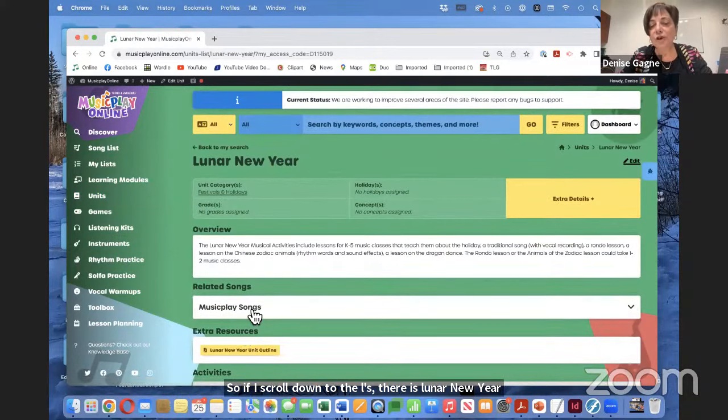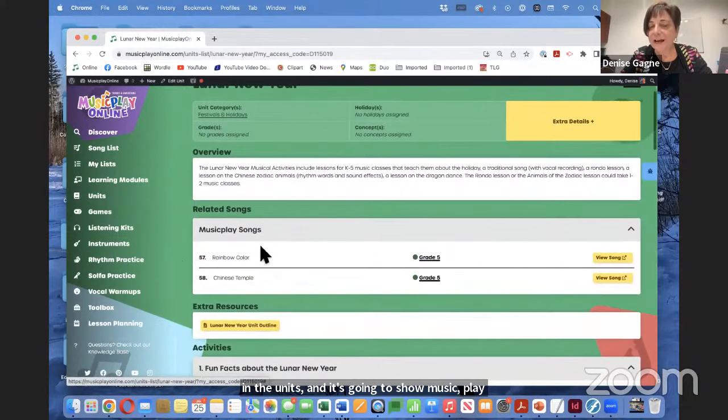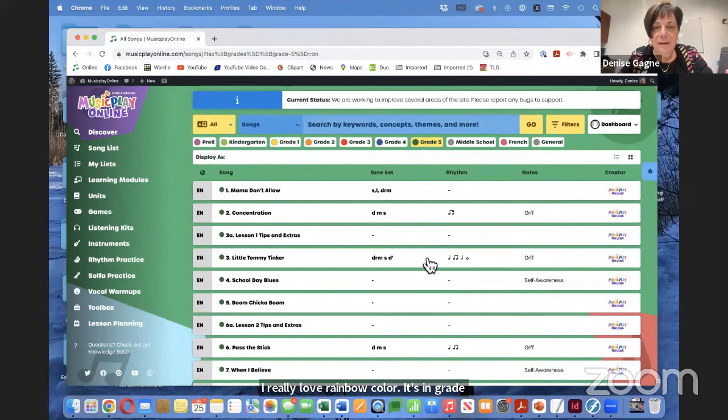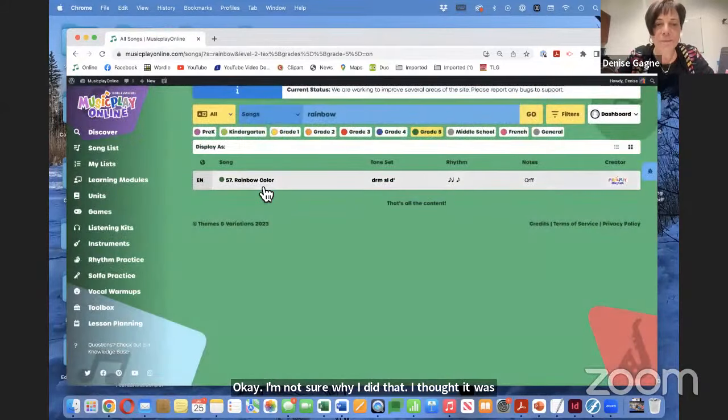And it's going to show music play songs that are related. I really love Rainbow Color. It's in grade 5. Okay, I'm not sure why it did that. I thought it was going to go to Rainbow Color.